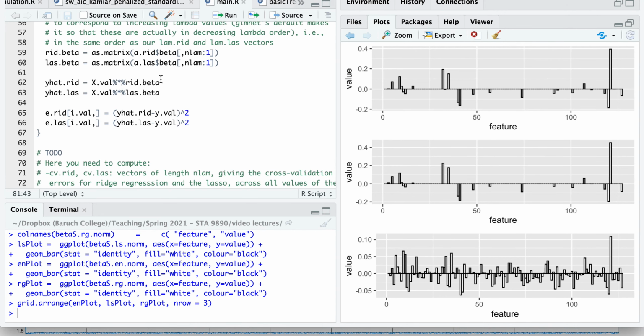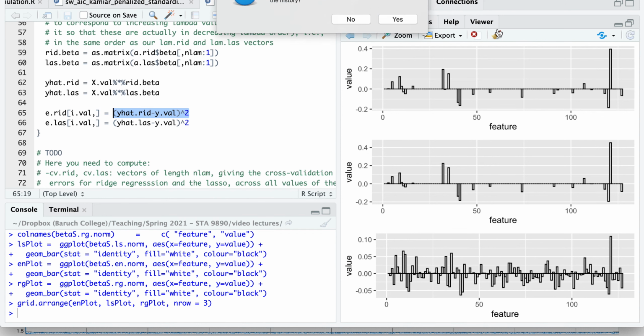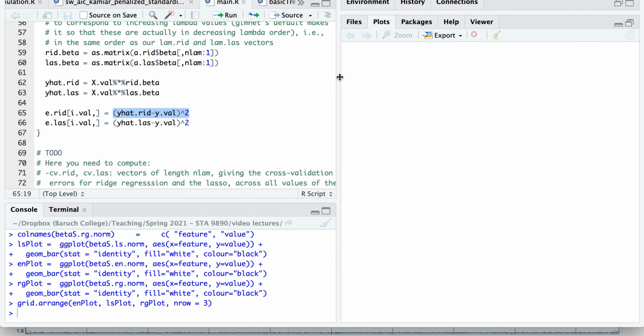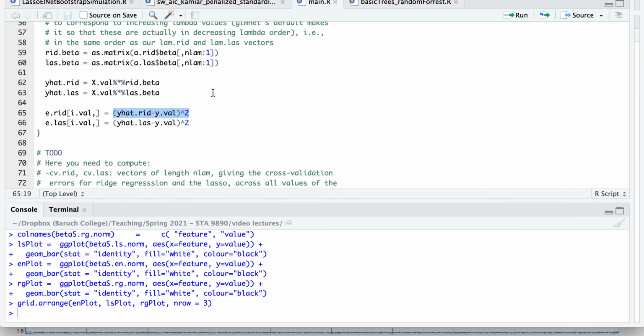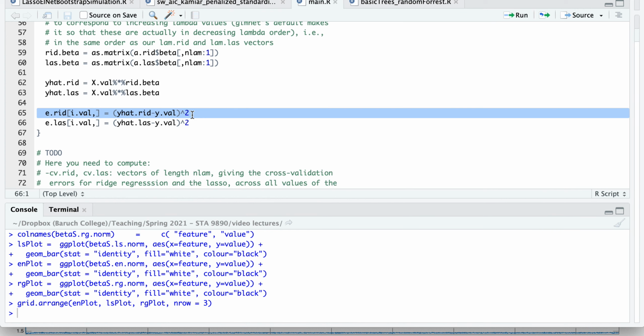So this E ridge and E lasso that we create are the squares. So what I said here, just remember. Sorry, this doesn't have anything to do with this. These are the squares. Okay. So I hope this clarifies everything regarding this problem.